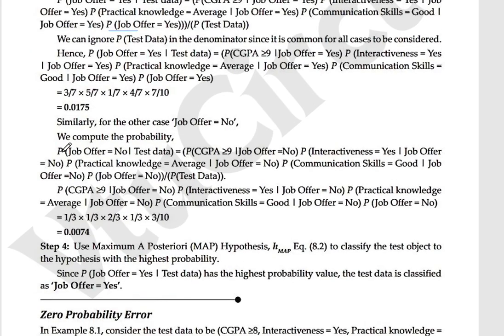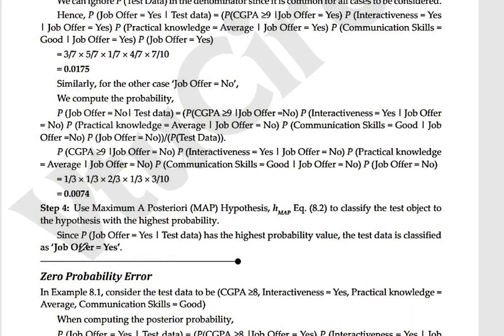Next, you have to do the same thing for job offer is equal to no for the test data. Again, you have to calculate all the values, put all the values in this formula, and then calculate it. You will get some other answer here. Don't do anything else, just write the formula, put all the values, and then calculate.